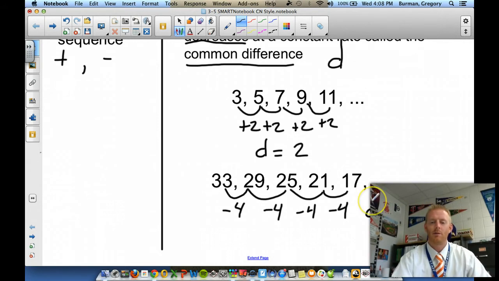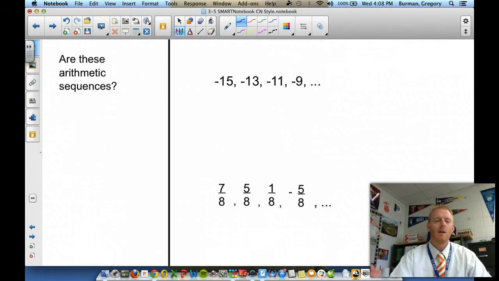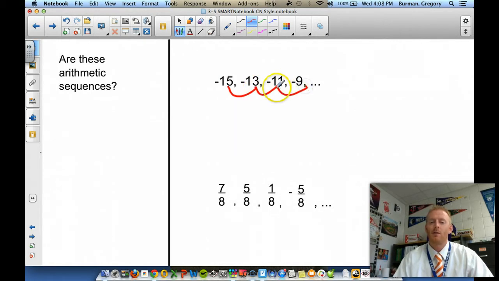All right, let's keep it trucking. We're going to move on to the next thing. So for us to determine if a sequence is arithmetic or not, we have to just have that common difference. So all we're going to do is we're going to check. Is the change from the first number to the second number the same as the second to the third? Is the same as the third to the fourth? So negative 15 to a negative 13 is a plus 2, plus 2, plus 2. So yes, these are arithmetic because it has a common difference of 2.